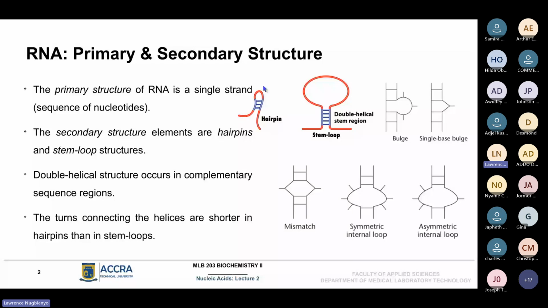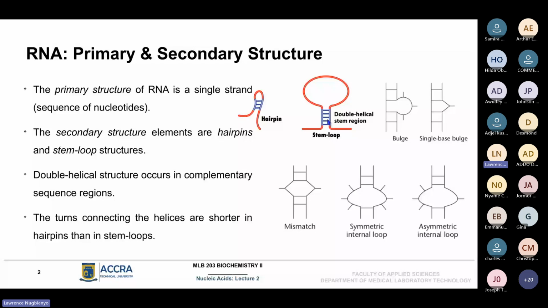Now you can have also what is being referred to as a stem loop. Really, what you see here is similar to what you are seeing here, except that because you have a stem region, meaning that yes, you have an RNA molecule which folds, and at a certain point, you are having complementary bases close to each other such that you have hydrogen bonding existing between them.